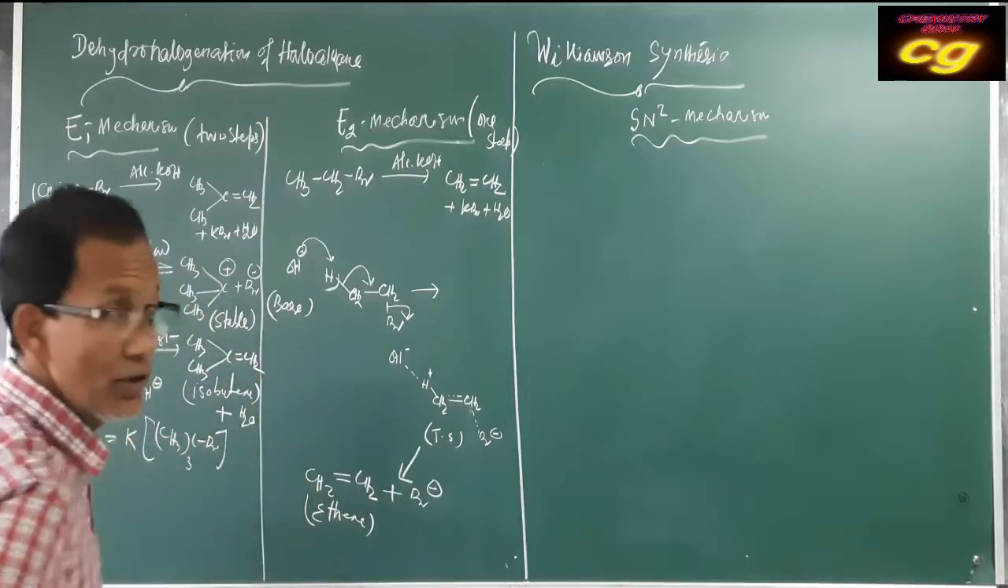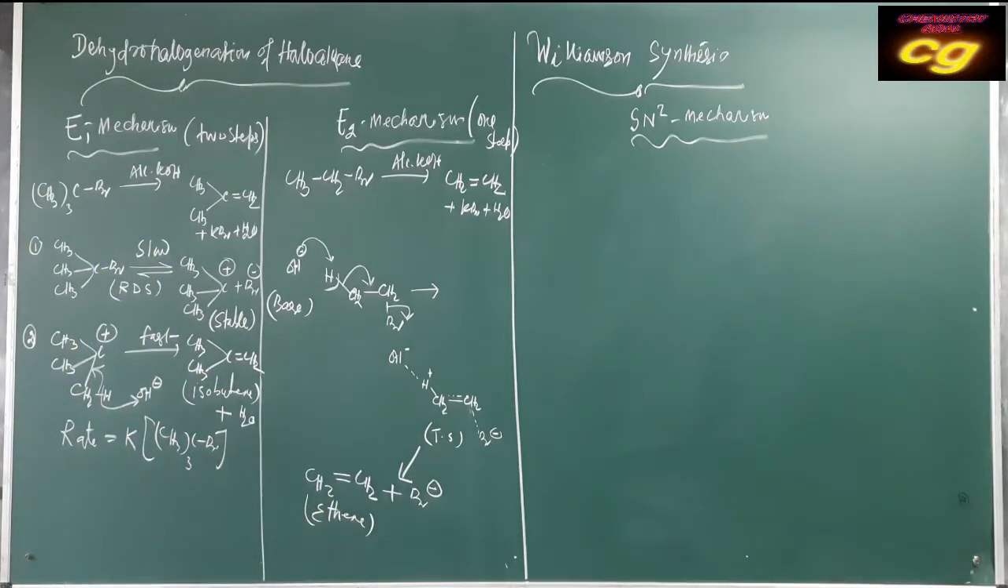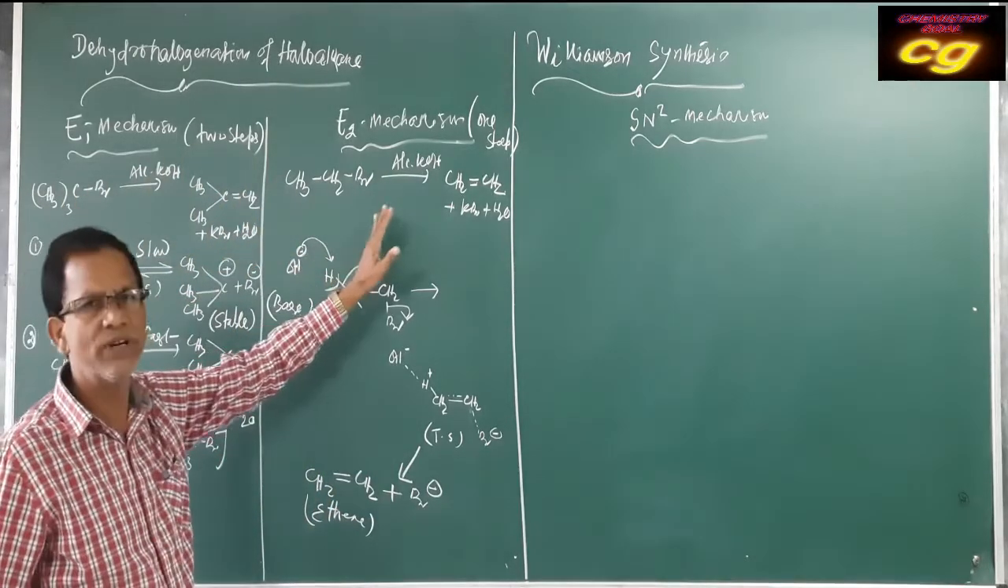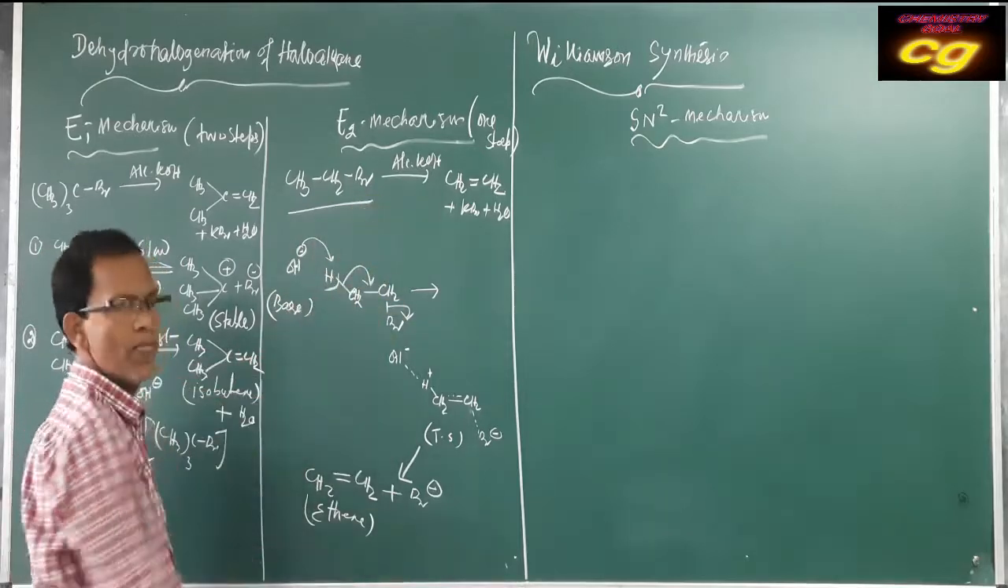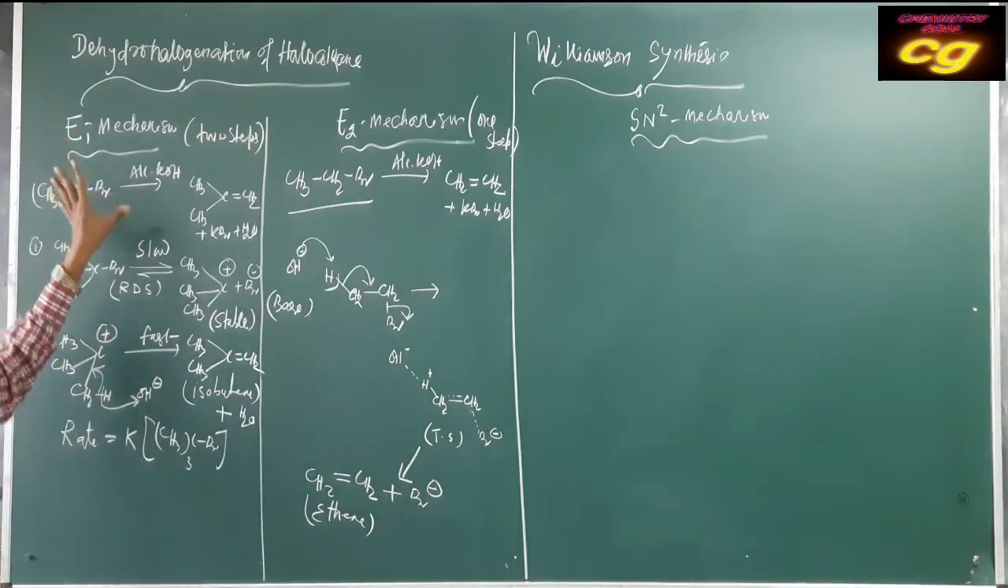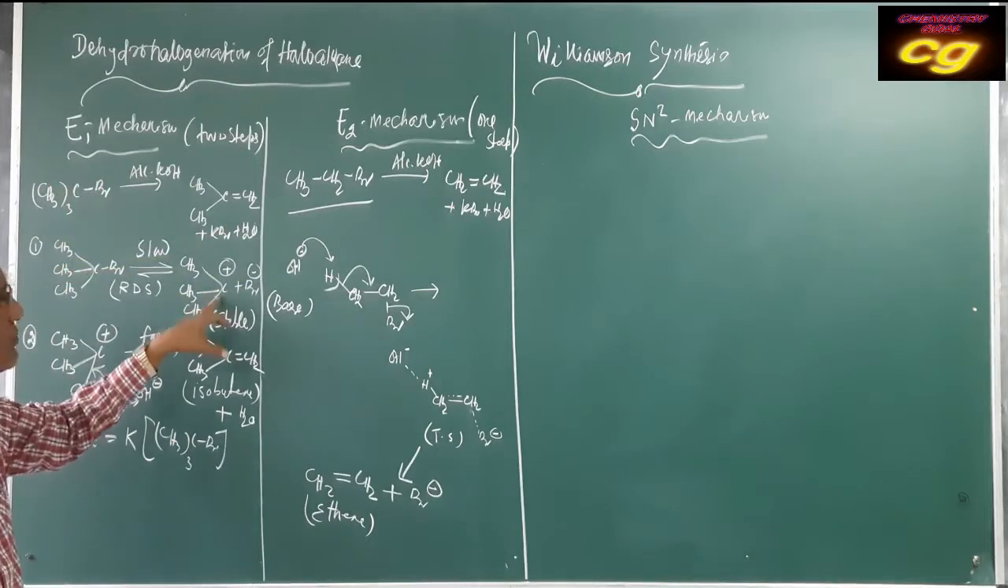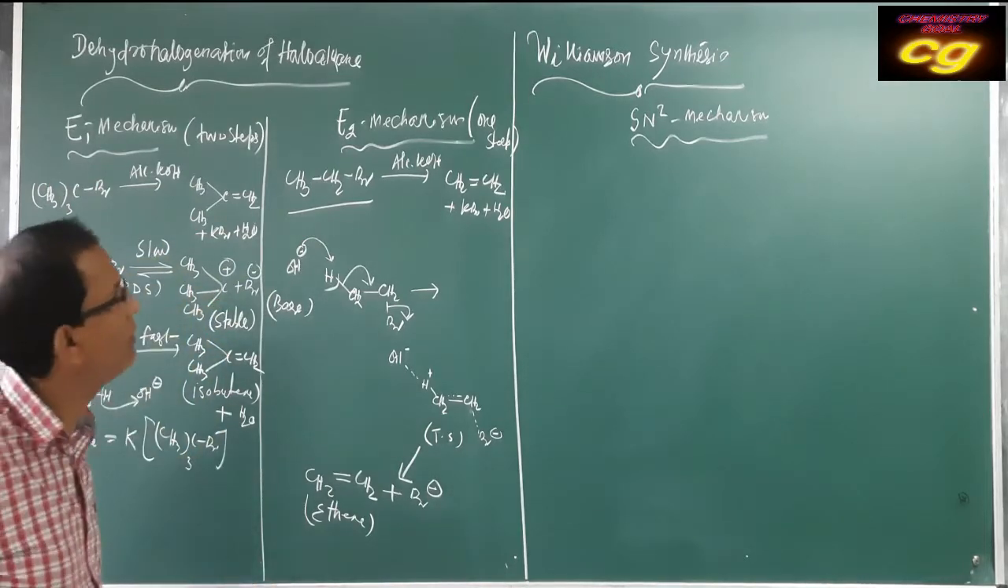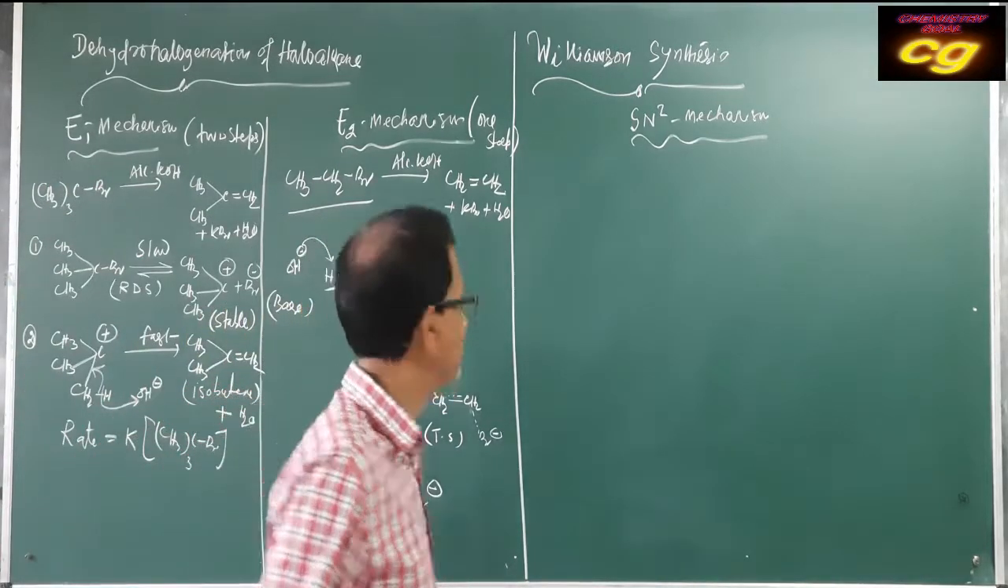This is called E2 mechanism. So which is E1 and which is E2 depends upon the nature of substrate. If primary, that is E2 mechanism; if tertiary, that will be E1 mechanism, with formation of a stable carbocation. This is the concept of E1, E2 mechanism.